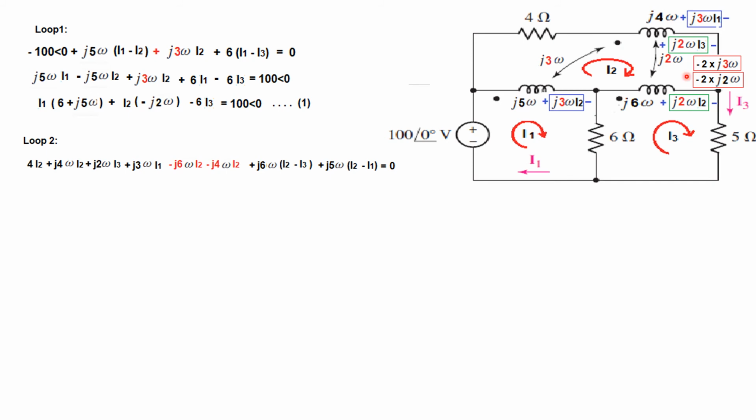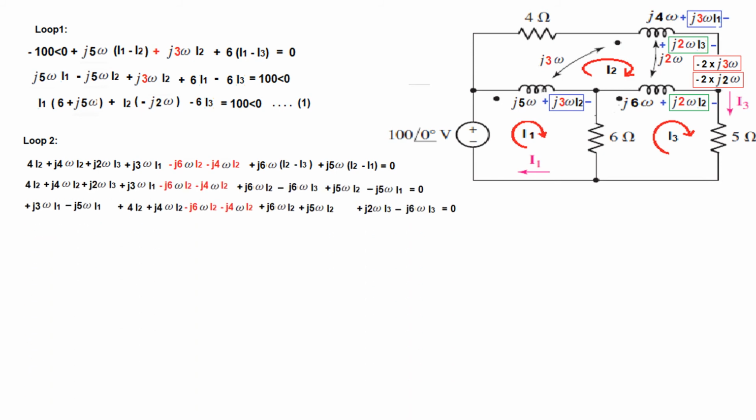And then we come onto this coil. Now this coil has I2 minus I3, so j6 omega into (I2 minus I3), and then we come here, j5 omega into (I2 minus I1). So this is the complete equation, and now again we'll just simplify and collect the like terms. Let's go through these steps. So collecting the terms for I1, I2 and I3. So this is our equation number 2.